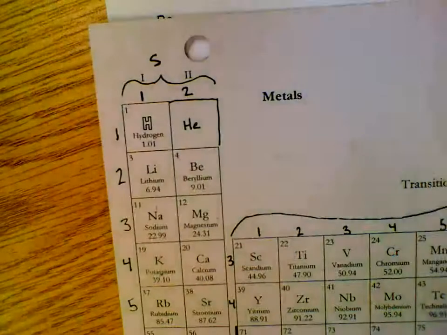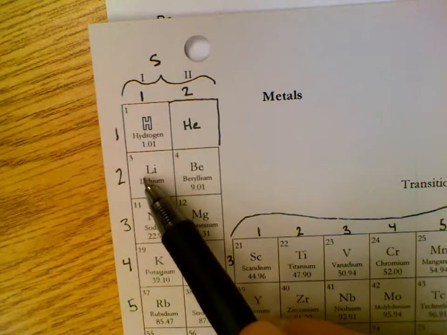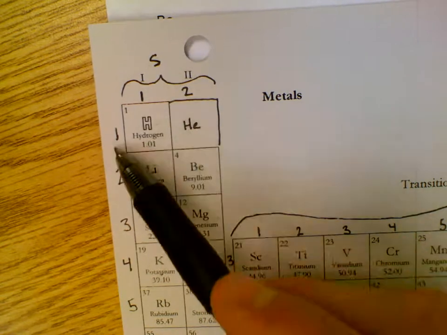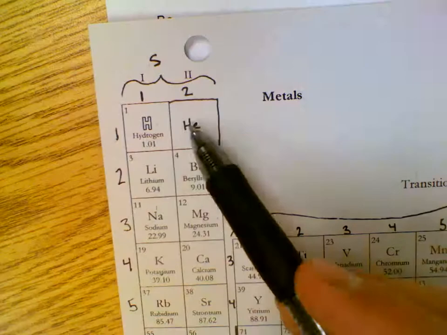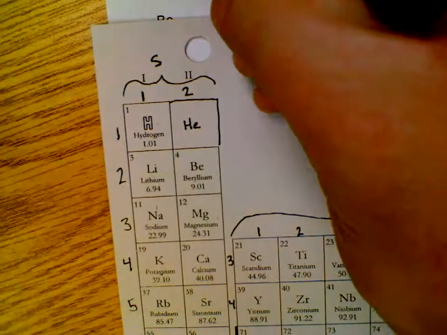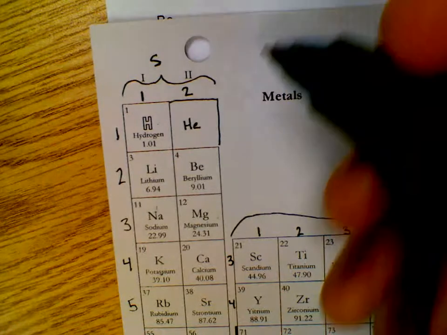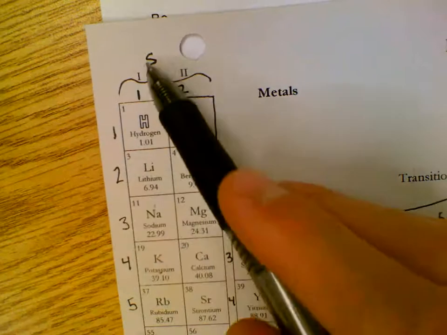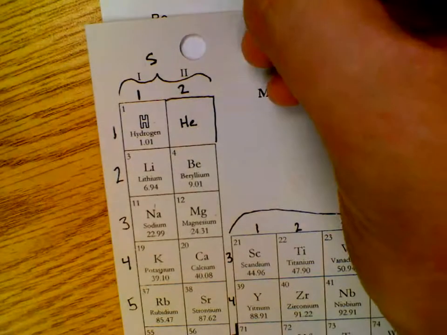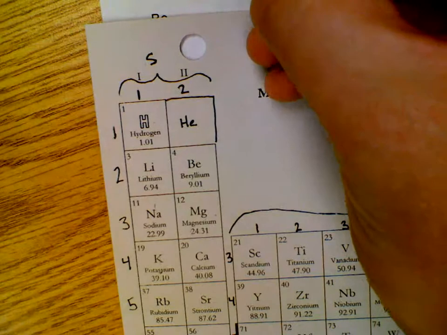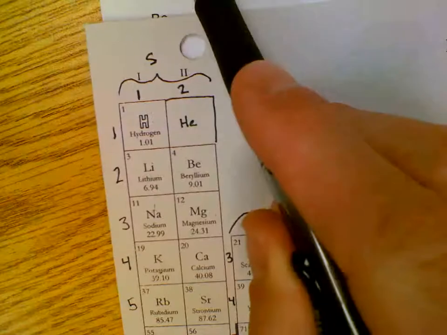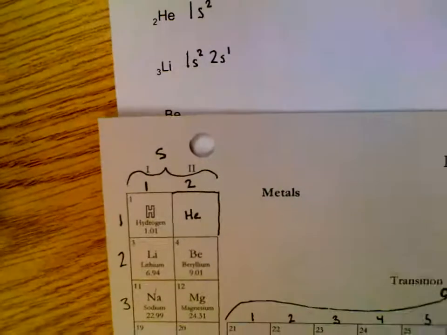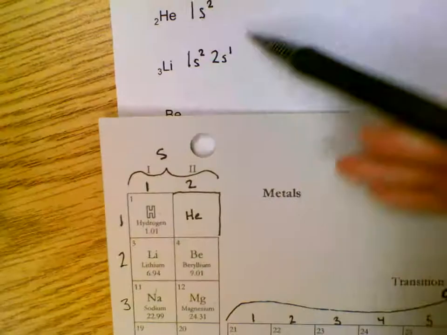Lithium, it's right here, so I'll stop right there. Start at the top left, 1s1, 1s2, so 1s2. Write down that. Then there's a new orbital called the 2s orbital, so 2s1. Okay, so there are 2 electrons in the 1s, and there's 1 electron in the 2s. 2 and 1 make 3.